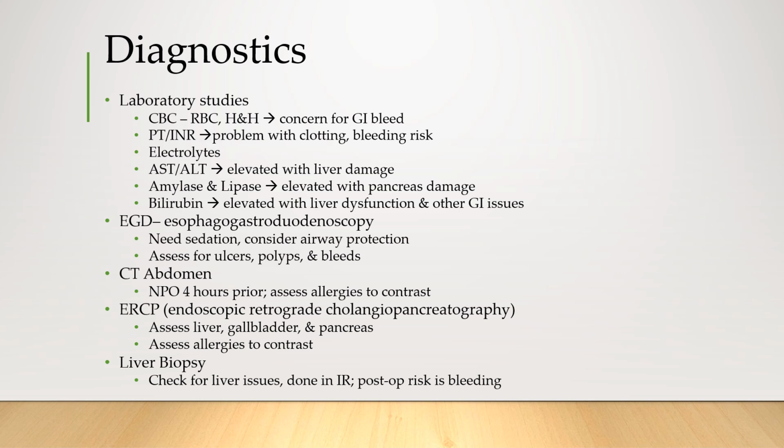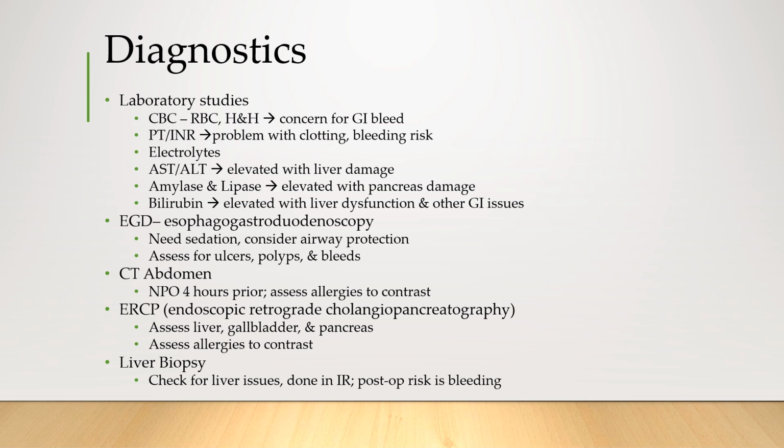Remember, amylase starts with an A. It shows up first. That's what we're going to be looking at when it comes to acute pancreatitis. Whereas lipase is late, it's lazy, it shows up later, and that's more of a chronic pancreatitis aspect. Both are very good measuring tools, just amylase tends to show up first. Bilirubin becomes elevated when we have liver dysfunction and a couple of the other GI issues we'll talk about.